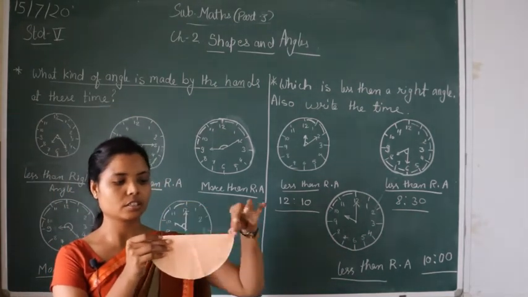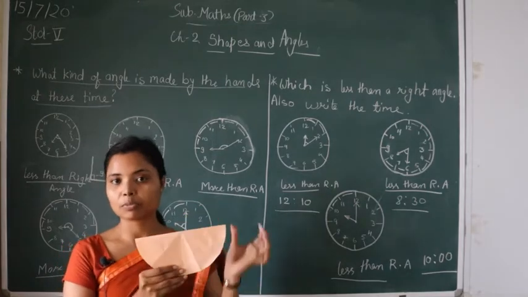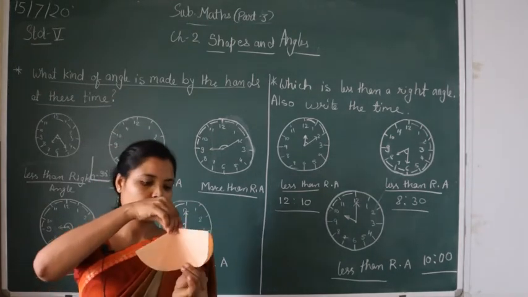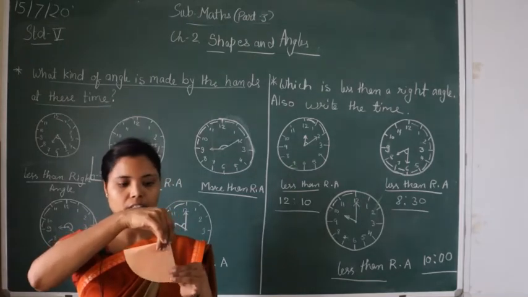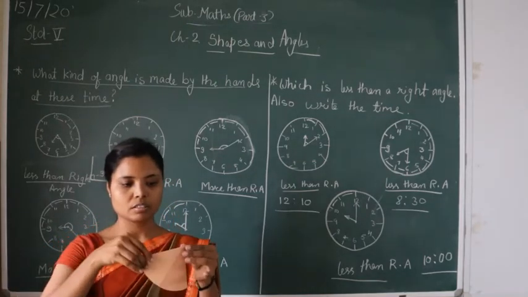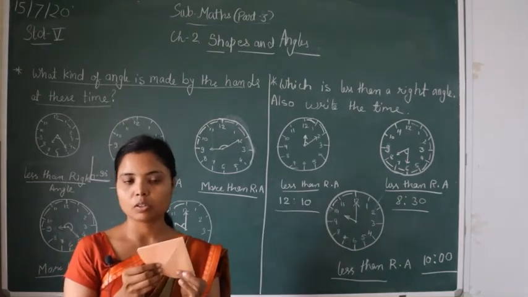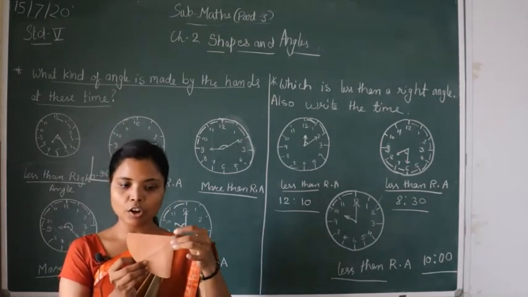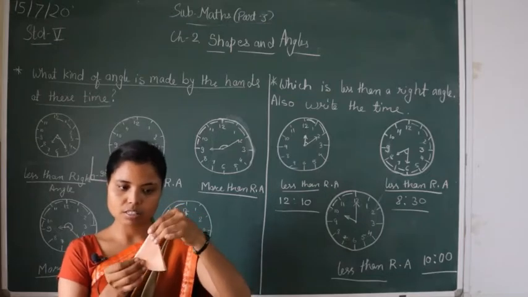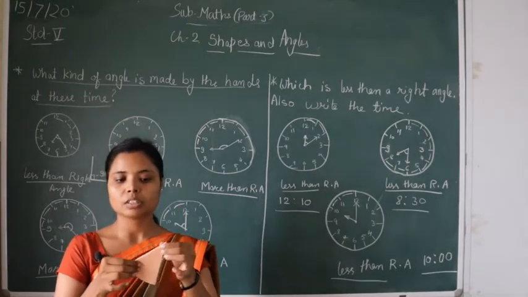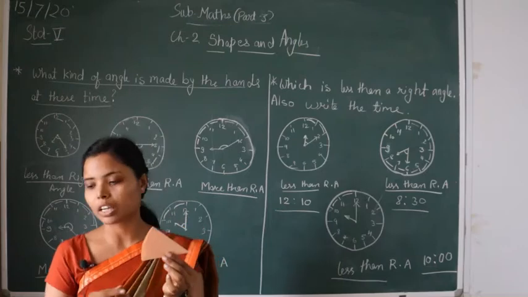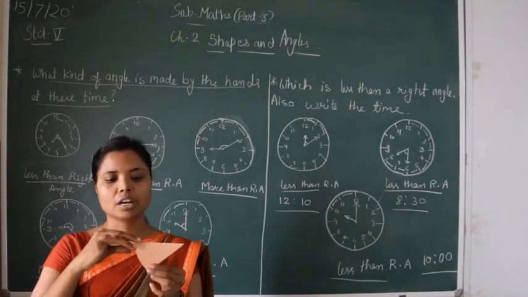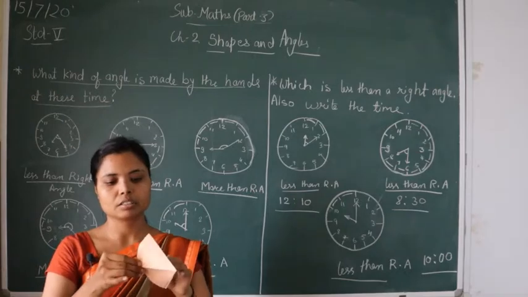Look here, this becomes half, and then fold it again in half. So I made a quarter. Then again take half of the quarter, which means this. You have to look at this safely in your textbook too. Now press this and open it.